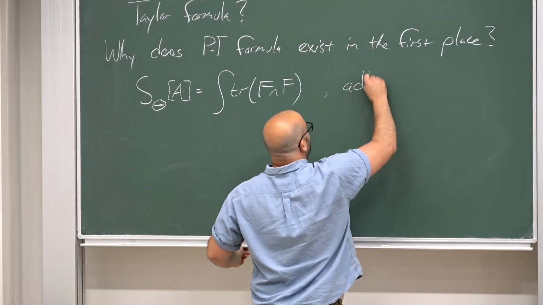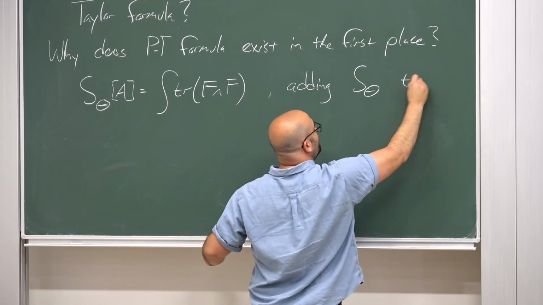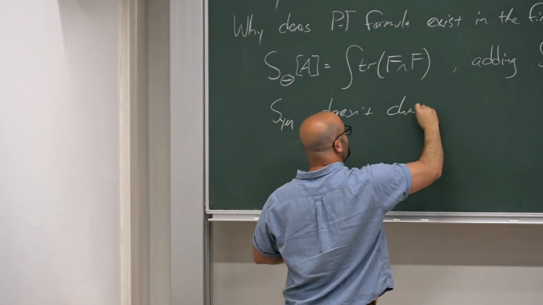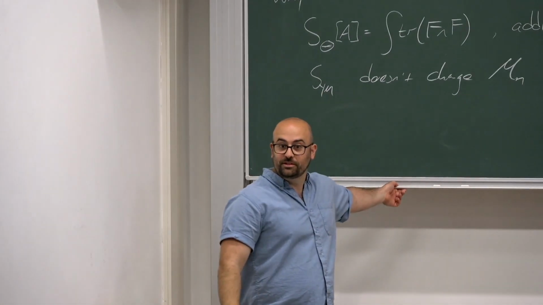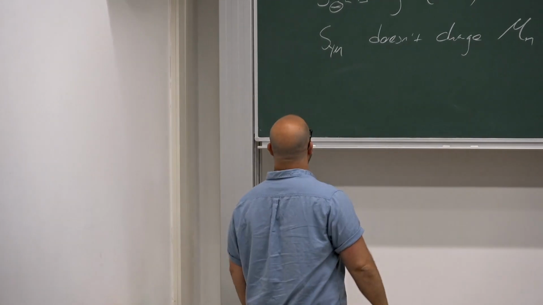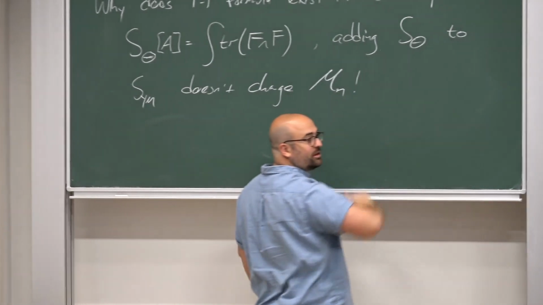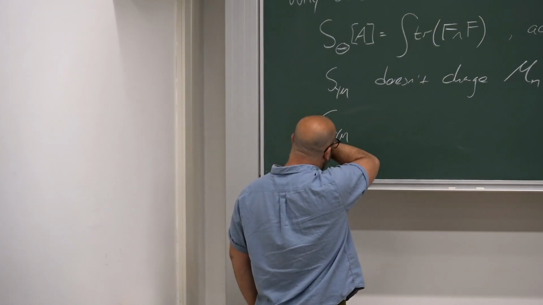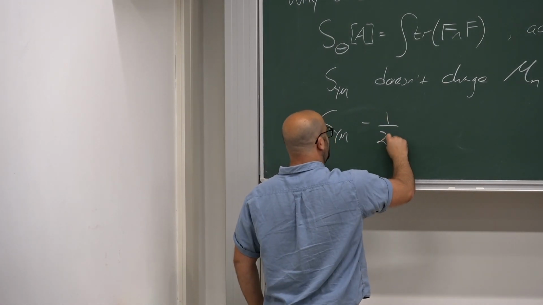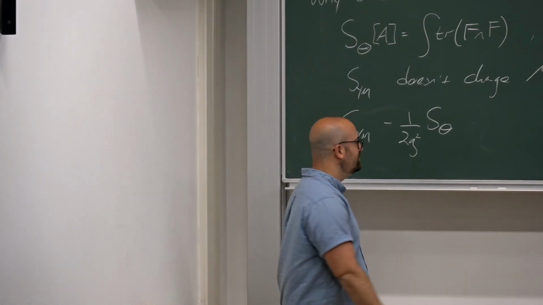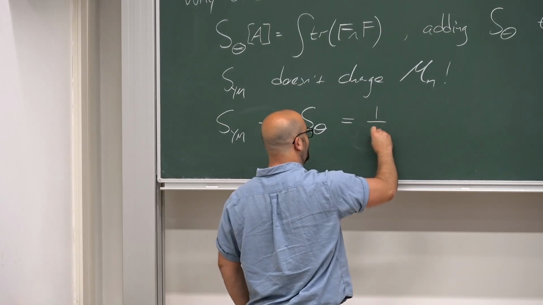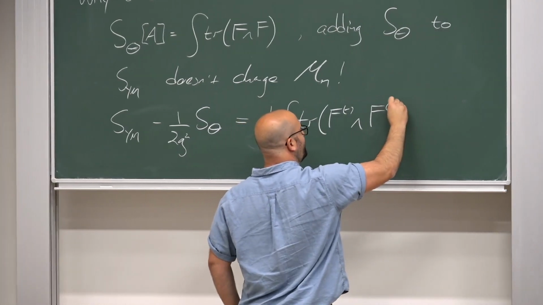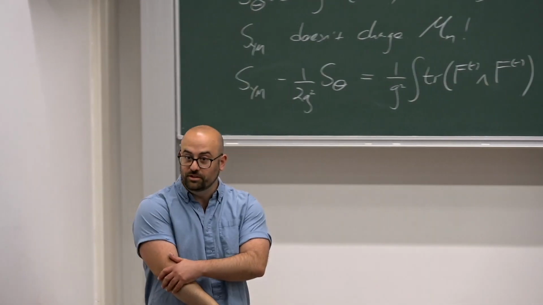Okay. So adding this theta term to the Yang-Mills action doesn't change these tree-level scattering amplitudes, okay? So what you can do is you can pick a very auspicious multiple of this theta term to add to the Yang-Mills action. So you can take the Yang-Mills action and you can say subtract 1 over 2 g squared S theta from it, and then it's not hard to convince yourself that what you're left with is just 1 over g squared integral trace f minus wedge f minus, where f minus is the anti-self-dual part of the field strength.